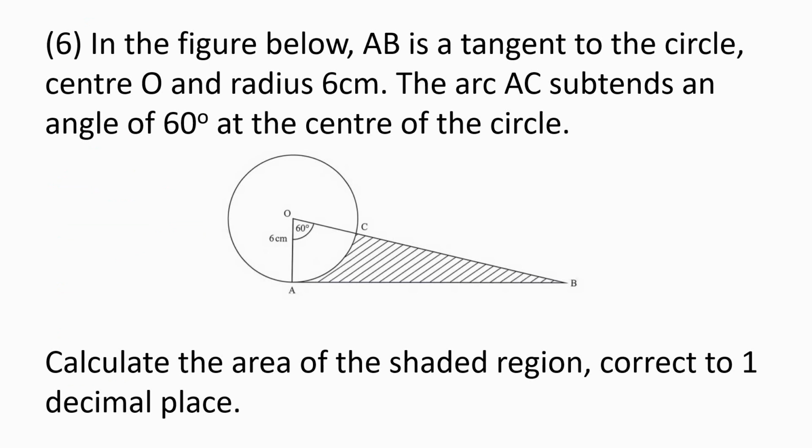Question 6. In the figure below, AB is a tangent to the circle center O and radius 6 centimeters. The arc AC subtends an angle of 60 degrees at the center of the circle. Calculate the area of the shaded region, correct to 1 decimal place. So we need to find the area of region ACB.